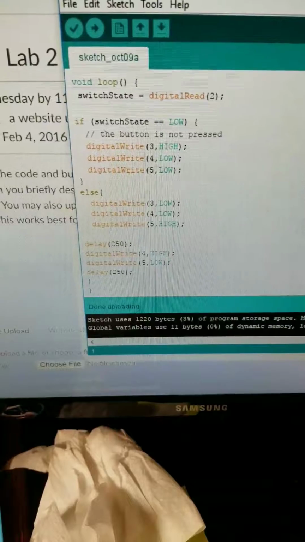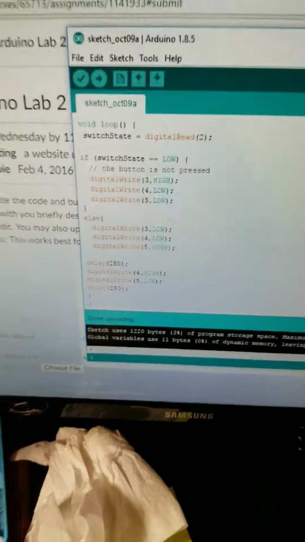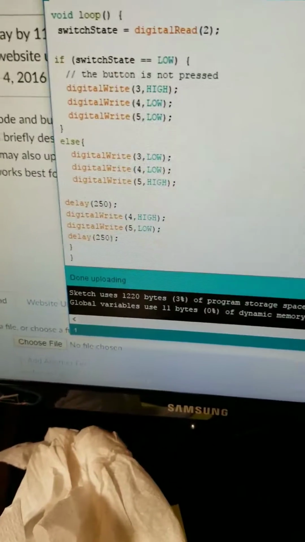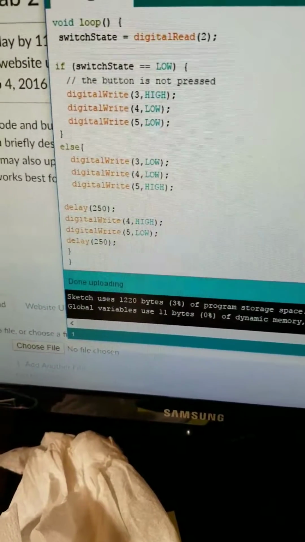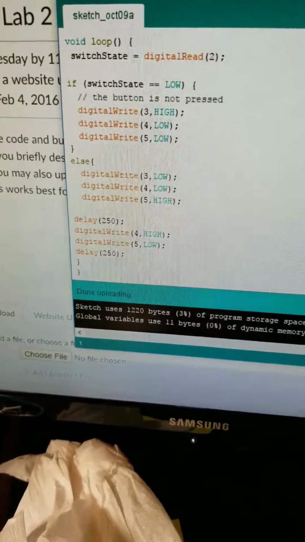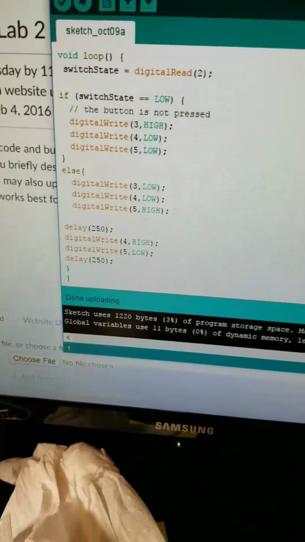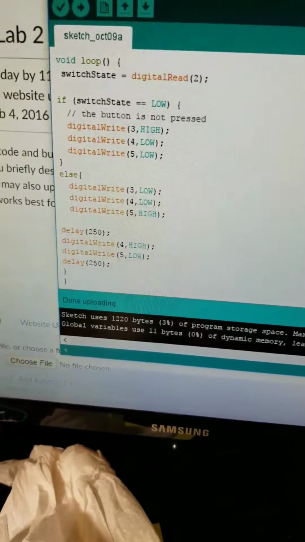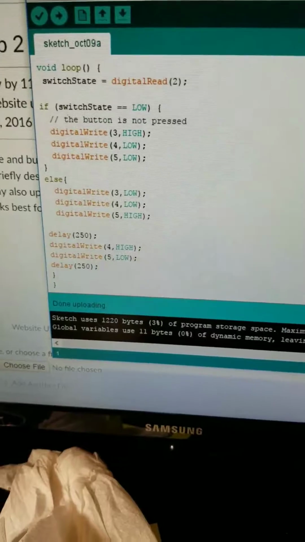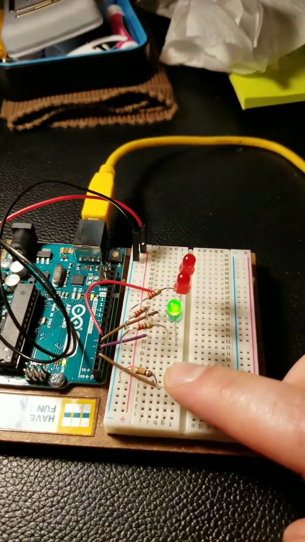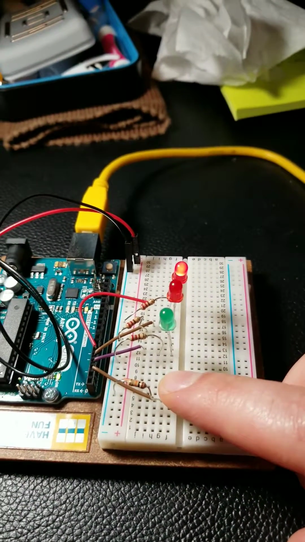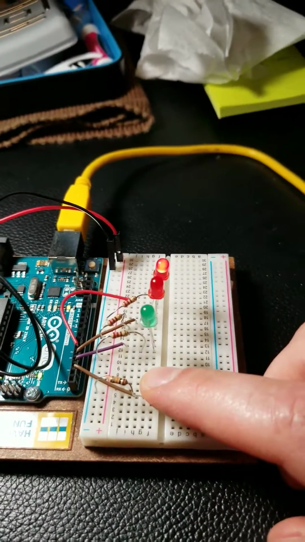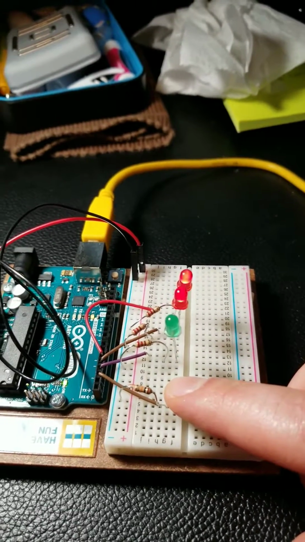Then from there, pins 4 and 5 would have a delay, and they would switch repetitively after 250 milliseconds or a quarter of a second. So pin 4 and 5 will alternate lighting, and pin 3 will remain off. So when we press a button, that is what we see happening, and this will occur in a loop continuously.